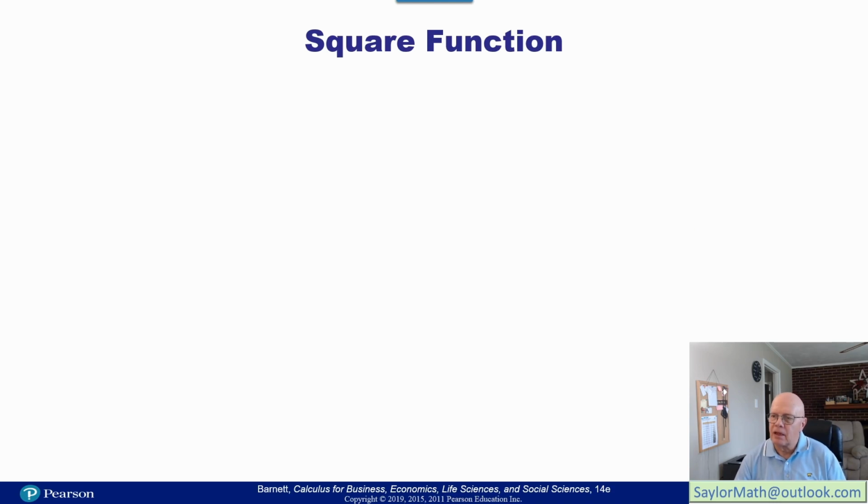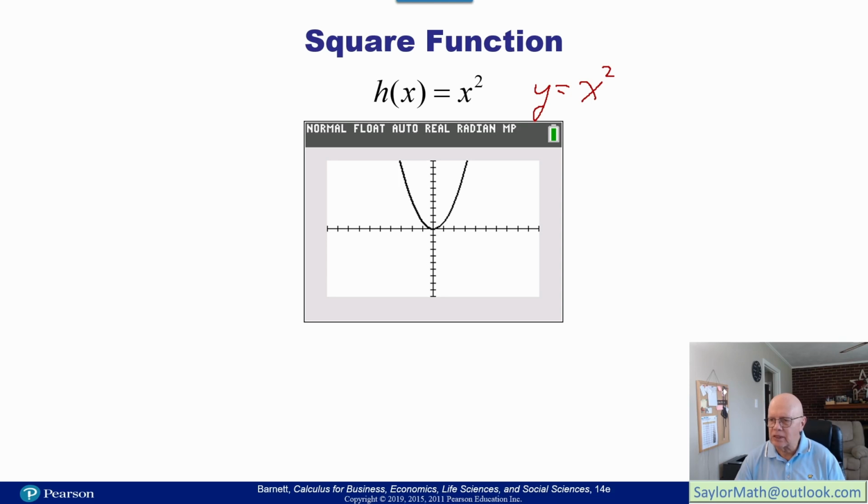The second of these basic functions is the square function, and it looks like this. And for the last time, y equals x squared. You can graph that on your calculator. Good practice if you haven't done it before. And that's what it looks like. Now this is, just like the other ones, a little bit out of whack, but this actually shows it pretty well. That's basically what it looks like.